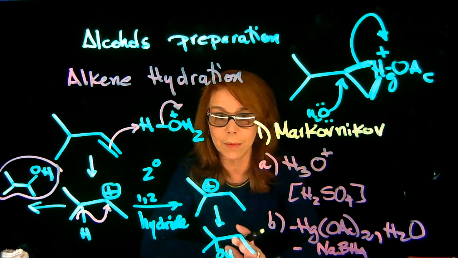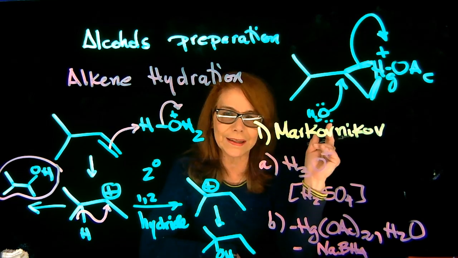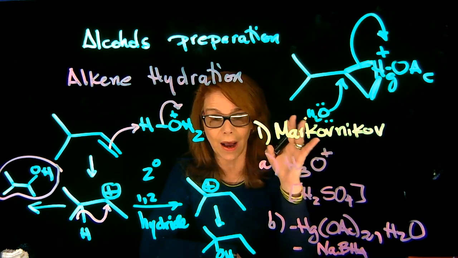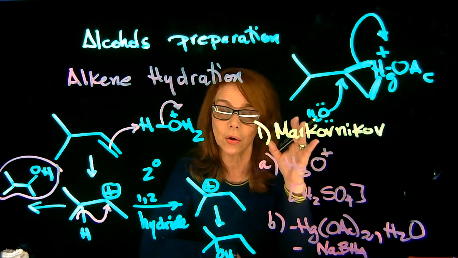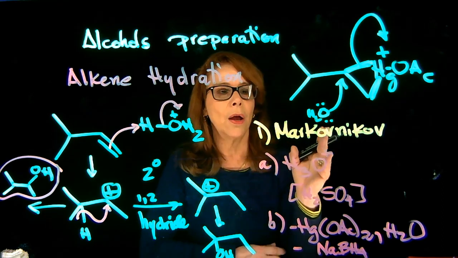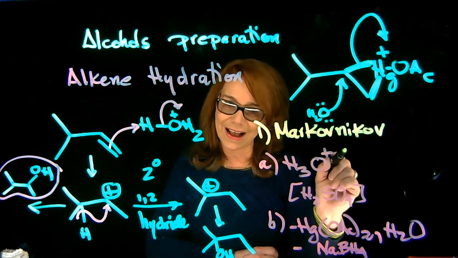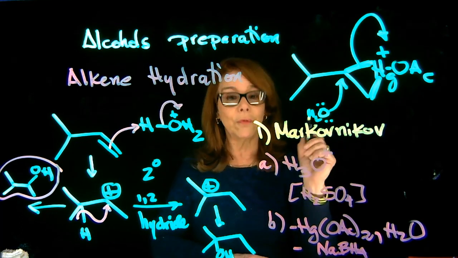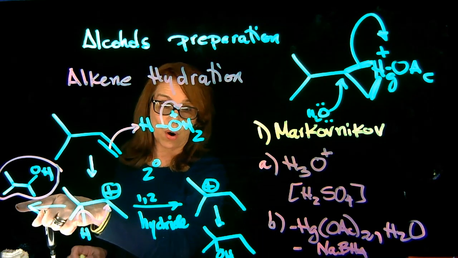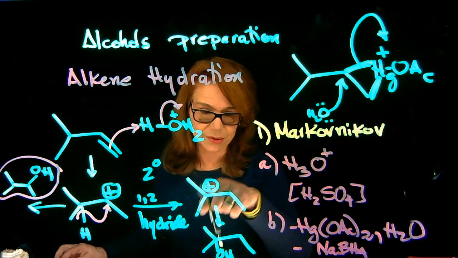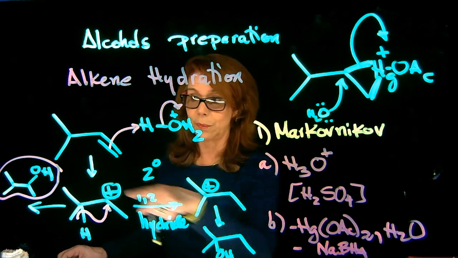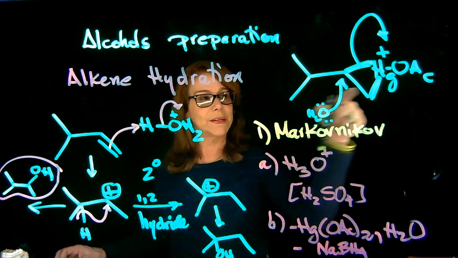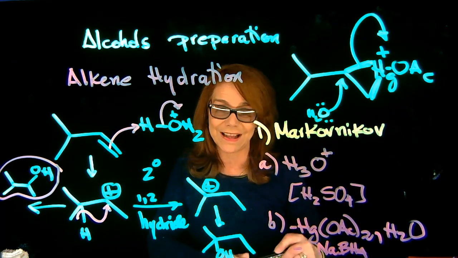So again, wrapping up, conditions for alkene hydration. If we want the Markovnikov alcohol, we have two options. We can do the diluted acid if we don't have possibilities of rearrangement, or if we do have that and we don't want the rearranged products, such as in this case, we don't want that product, then to prevent it, we use the mercuration-demercuration.